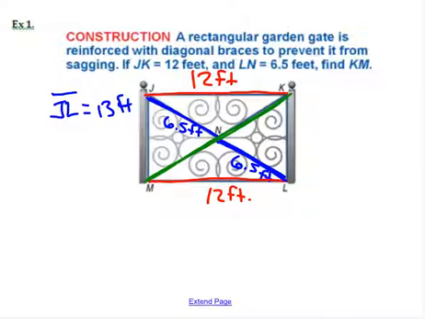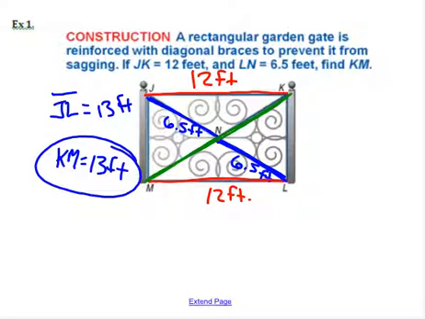I already know the answer. Okay. KM is going to also be 13 feet. And the reason for that is number 6 in your notes. The number 6 property of a rectangle says diagonals of a rectangle are congruent. So I knew if JL had to be 13, and JL is 13 here, then KM has to be 13.